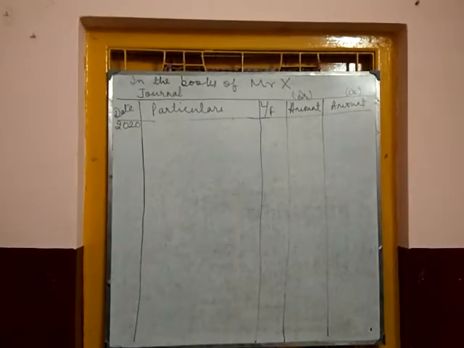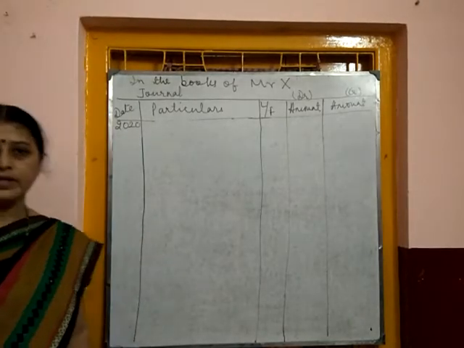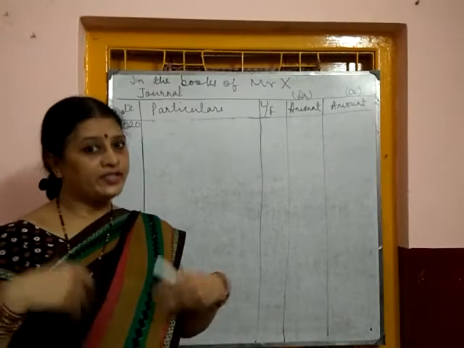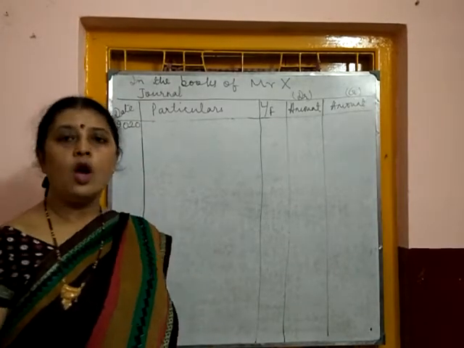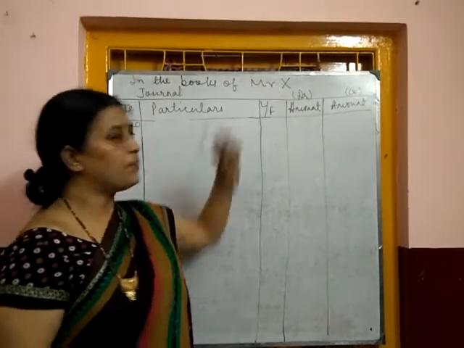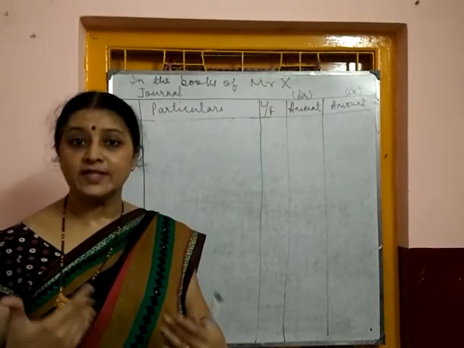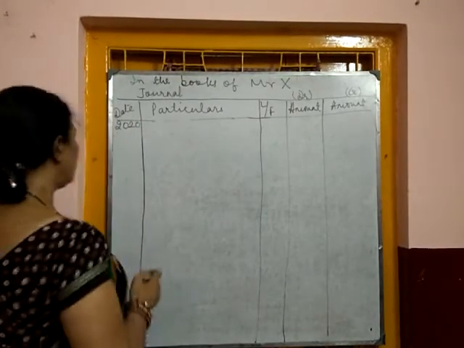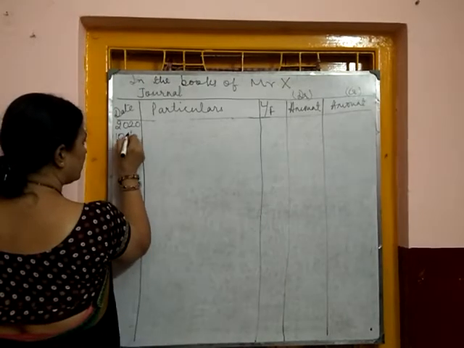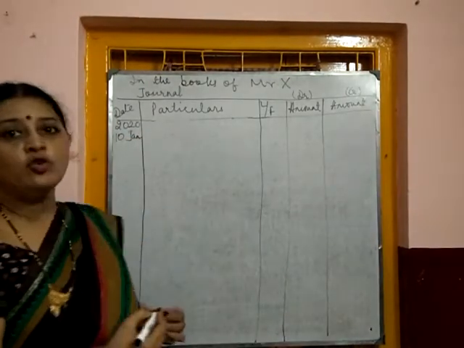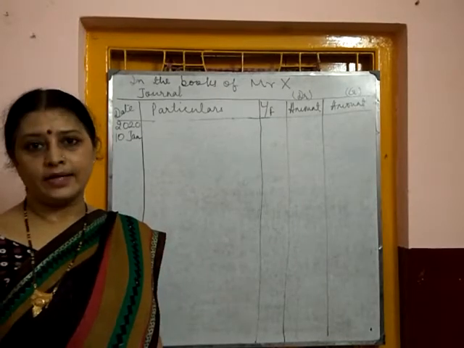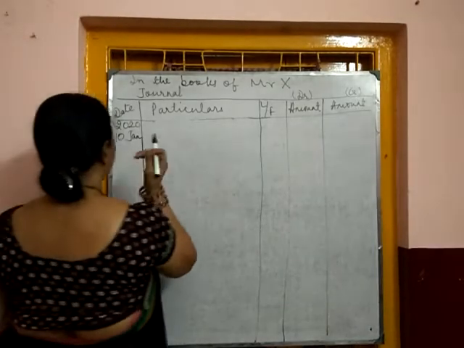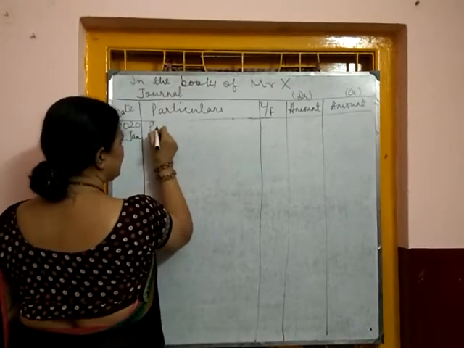Now it is over. Now we will think that Mr. X, what is he doing? He has sold the goods. He has received cash from the debtor. Now, on 10th January, he is purchasing goods from, say, Mr. Z. So, we will write here as purchases account debit.